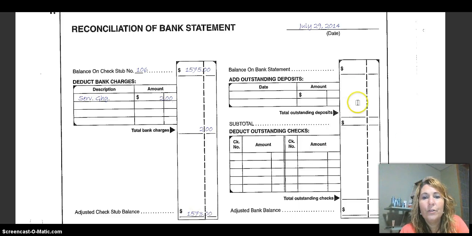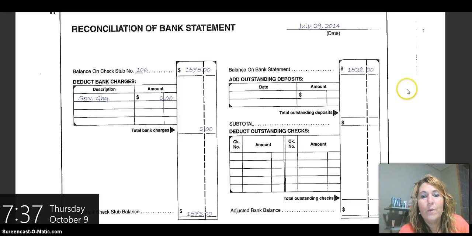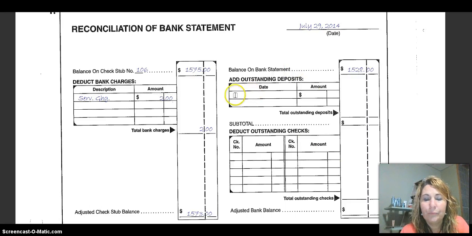Okay, coming over to the other side, the balance on the bank statement. This is what did the bank statement show. Now our book says the bank statement balance was $1,528. Was there any outstanding deposits? We know this because we went through and check marked any deposits that had come through on our bank statement. We had one that had not shown up, so it did not have a check mark. And our book tells us that that was a deposit made on July 28th. And it was for the amount of $150.